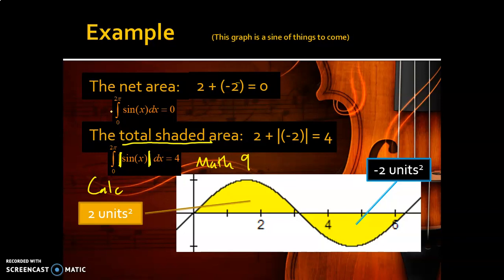So if you're on the non-calculator portion, you would have to figure out where it crosses and separate it as two different integrals. This integral would come out as a negative number, so then you'd have to make it a positive number. So whatever that number was, make it positive and then add it to the other integral. So if you're trying to find total shaded area on the calculator portion, just put absolute value around it. If you're trying to find total shaded area on a non-calculator portion, you're gonna have to do one piece at a time, make them all positive, and then add them together.